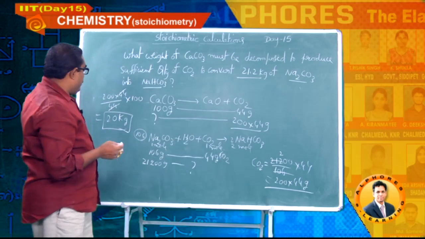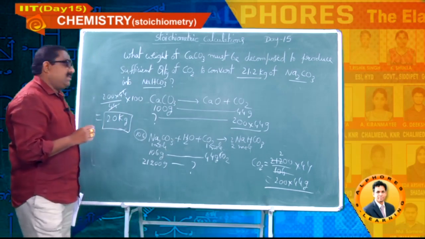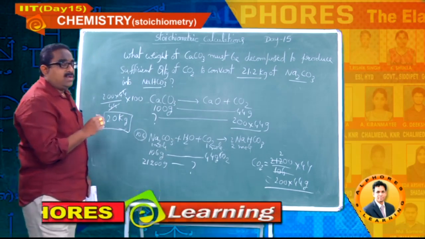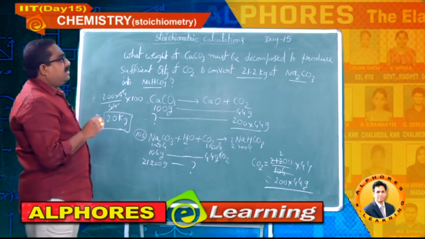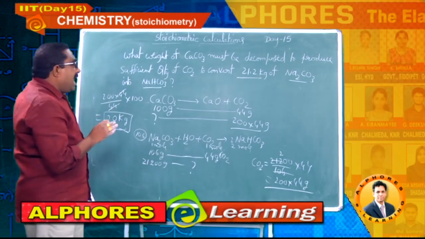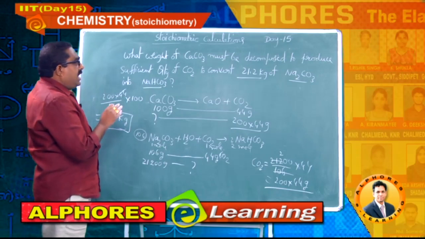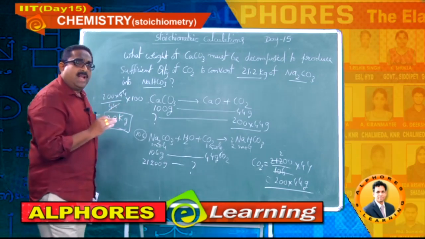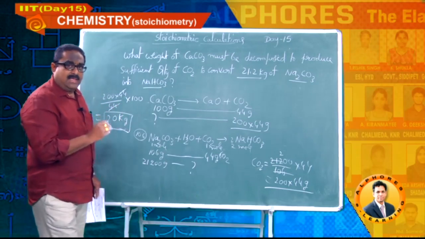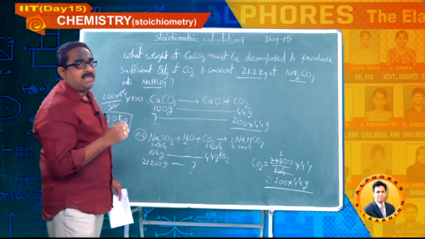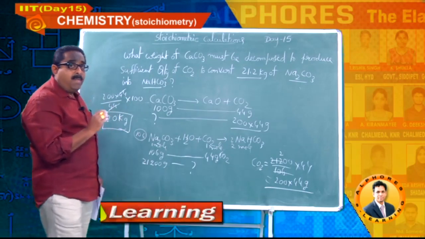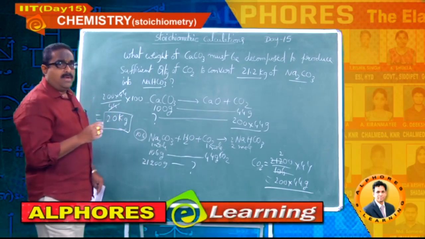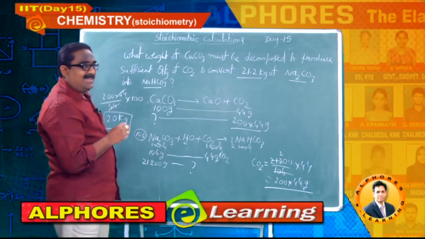Okay students, with this question I am going to conclude this session. In the next session I will discuss 3 or 4 numericals based on the sequential and parallel reaction concept, and then we have to go for the next part of stoichiometry, iodometry, which is nothing but volume calculations. Thank you.